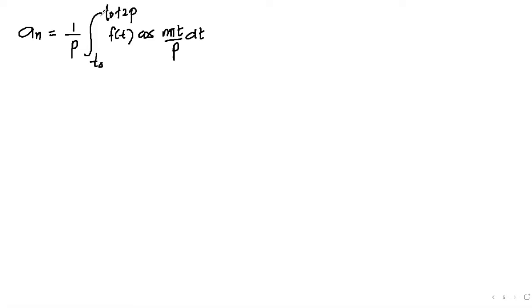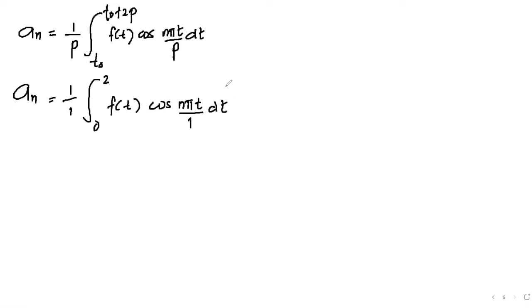This is our a sub 0, and now let's proceed to finding the value of a sub n. A sub n is 1 over p integral of f of t times cosine of n pi t over p dt with limits from 0 to 2p, or t sub 0 to t sub 0 plus 2p. Again, 2p is 1 period, and that is equal to 2. So 1 over 1 times the integral of f of t cosine of n pi t over 1 dt with limits from 0 to 2.